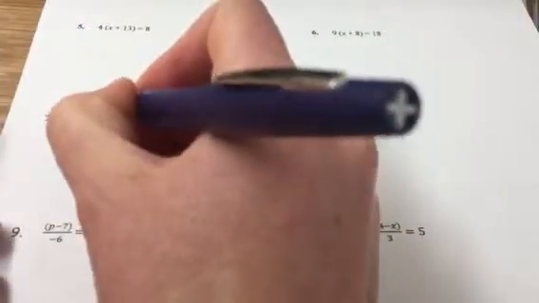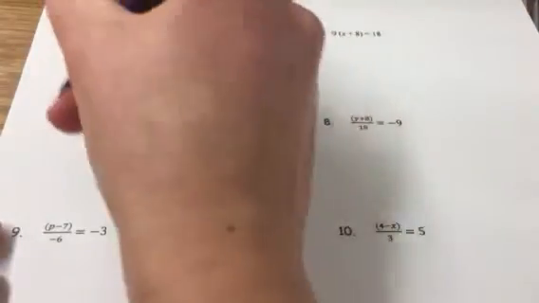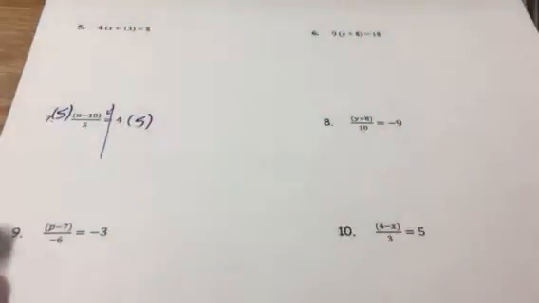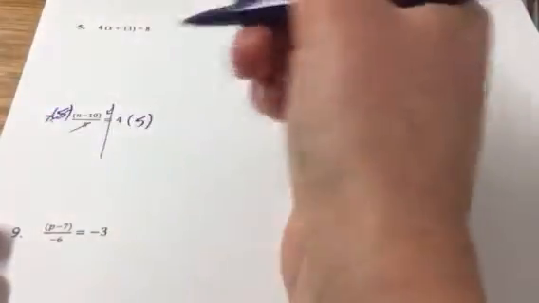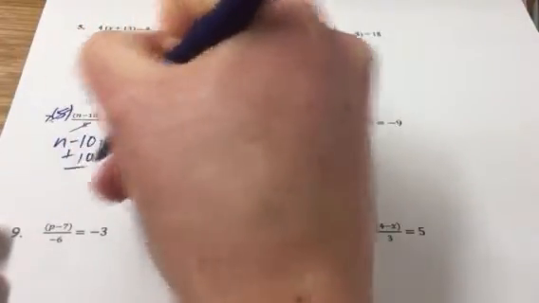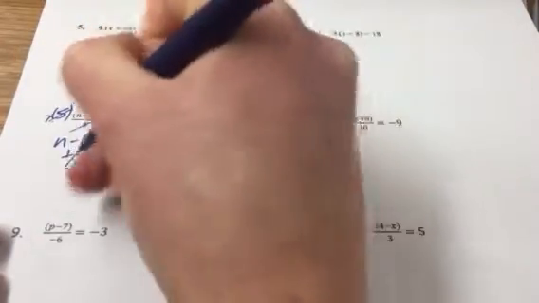Let's do a couple on the bottom with division. So again, we want to get rid of parentheses last. So I'm going to actually get rid of the division first. I get rid of division by multiplying. So I'm going to multiply both sides by 5. The 5's cancel out. I'm left with n minus 10 equals 20. I add 10 to both sides, and I get n equals 30.